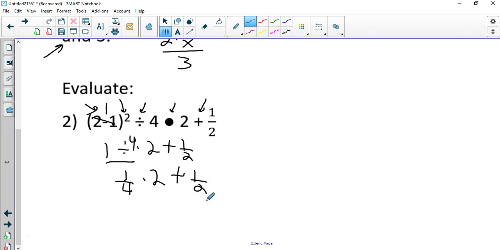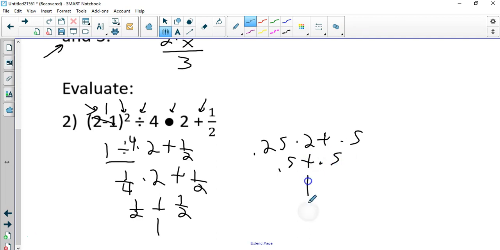Now, what's 1/4 times 2? Well, think about it. 1/4 is a quarter. What's 2 quarters? 50 cents, or $0.50. So that's 1/2 plus 1/2, which equals out to be just 1 whole. Now, what if we did decimals? 1 divided by 4, that's 0.25, times 2, plus 1/2, which is 0.5. 2 quarters makes 50 cents, and that makes 1 whole. Same thing.